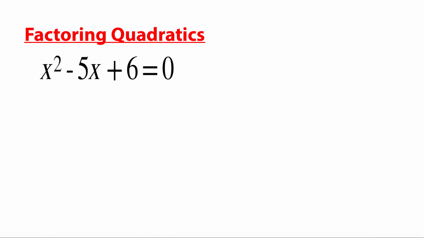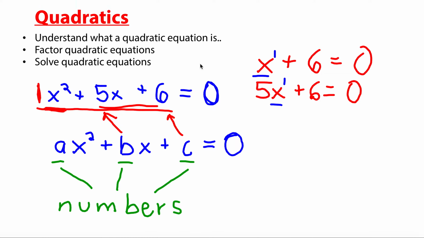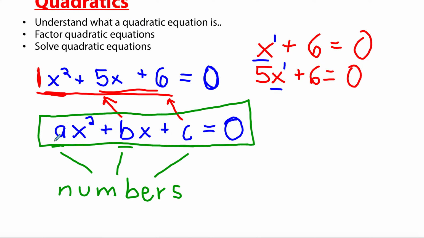Right, along factoring quadratics. Here's what we've done so far, just as a reminder. We've introduced what a quadratic is, and remember this is the general form for a quadratic, ax squared plus bx plus c, where a, b, and c are just integer numbers. Those numbers are called coefficients. Here a, b, and c are called coefficients.